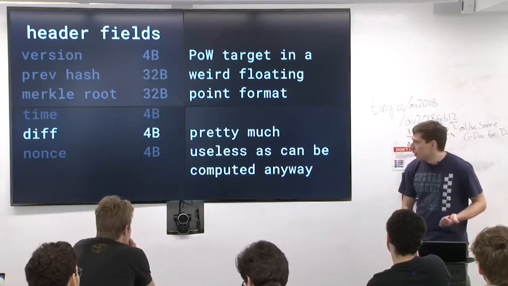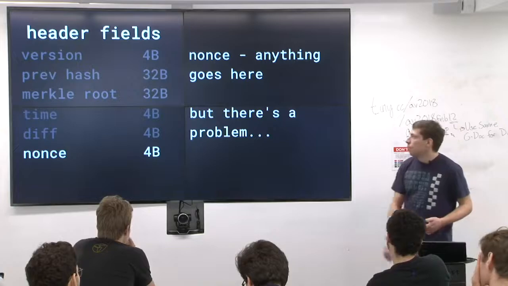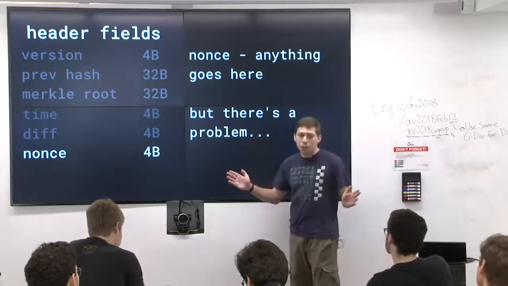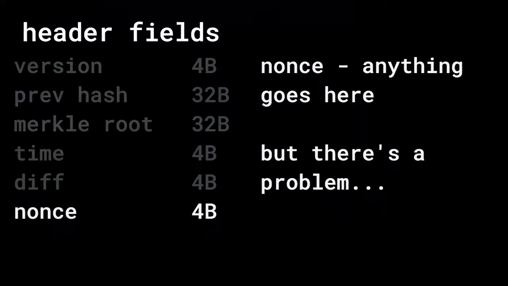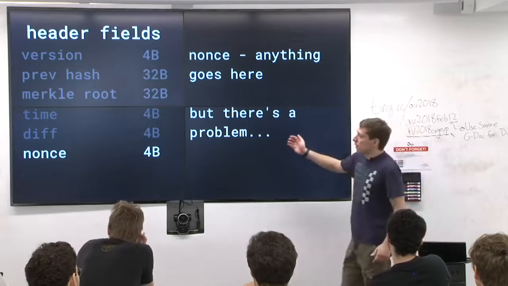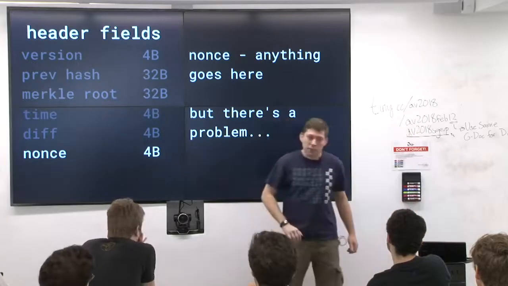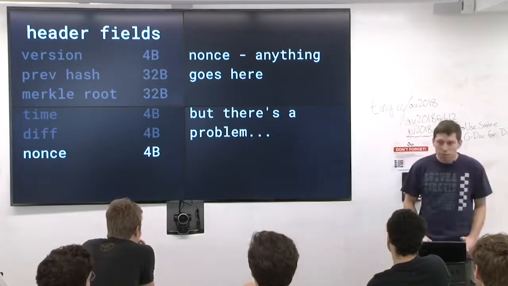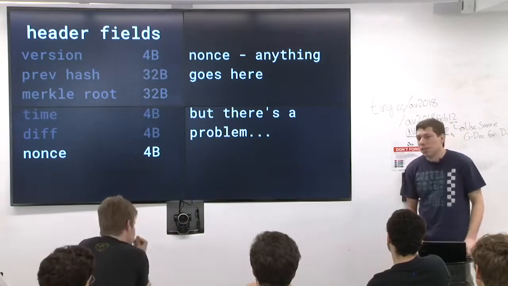Okay, and then last, pretty easy. There's a nonce, 4 bytes. Anything you want goes in there. You could think of it as a uint32, but there's no meaning to it. Okay, so does anyone see a problem with this nonce field? Yeah, it's too small, right?